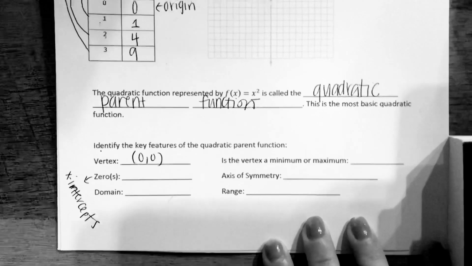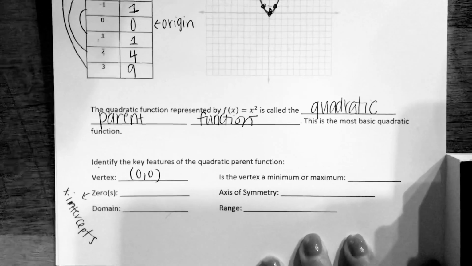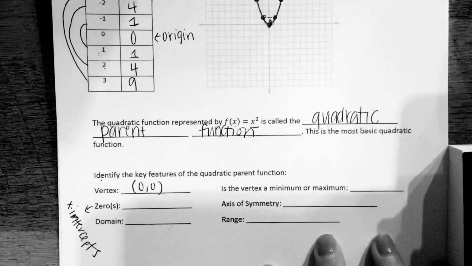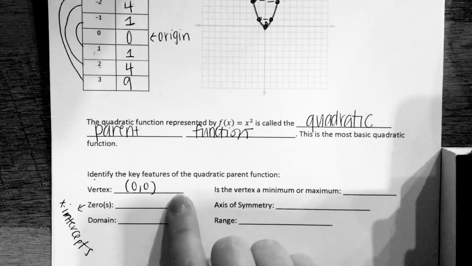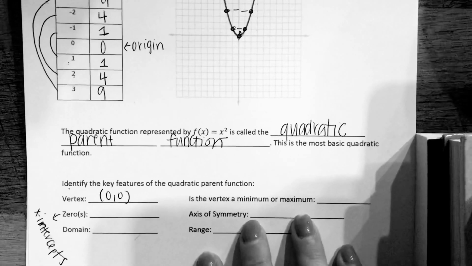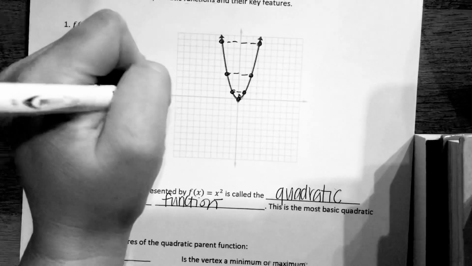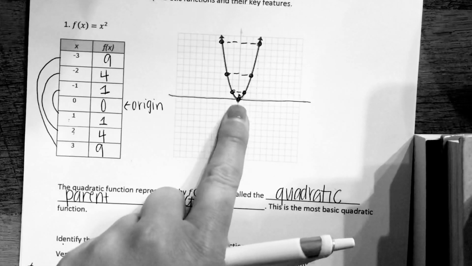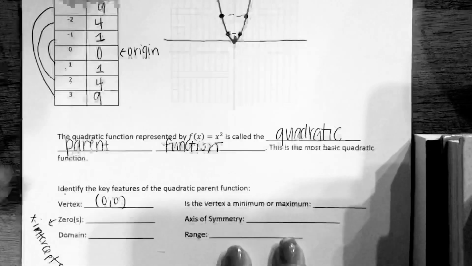Another way you can refer to an x-intercept is a zero, and this is very commonly used in quadratic functions, so it is expected that you know that those two words can be interchanged. The zeros are going to be where it crosses the x-axis, which is going to be this right here. On this specific graph, the only place it touches the x-axis is at (0, 0).